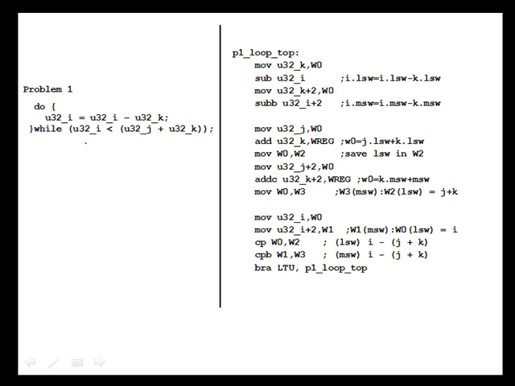At this point, we want to begin implementing the code that does this. Now, the first thing we need to do is implement this 32-bit addition. Our approach is going to be to use the register pair W3 W2 to hold this 32-bit sum. So first of all, we're going to move the least significant word of j into W0. We're going to add that to the least significant word of k and store the result in wreg, which is W0, and then move W0 to W2.